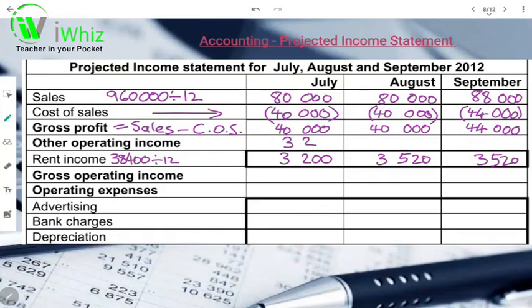So here for July, it would be 3,200 rands. For August, it increased, so 3,520 rands. For September, also 3,520 rands.